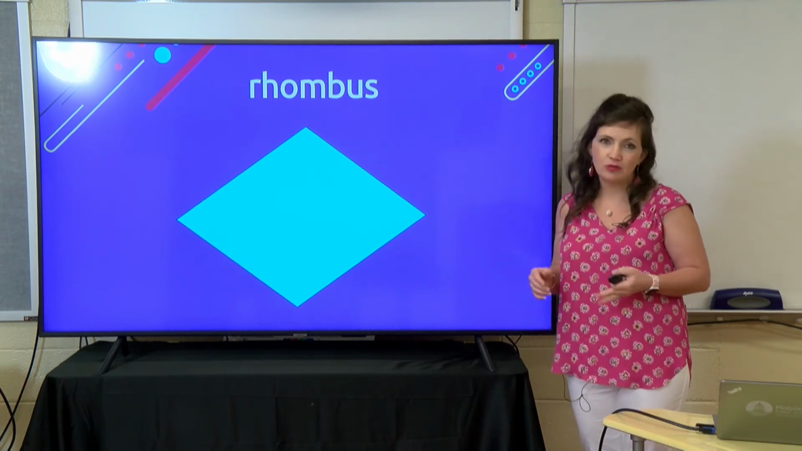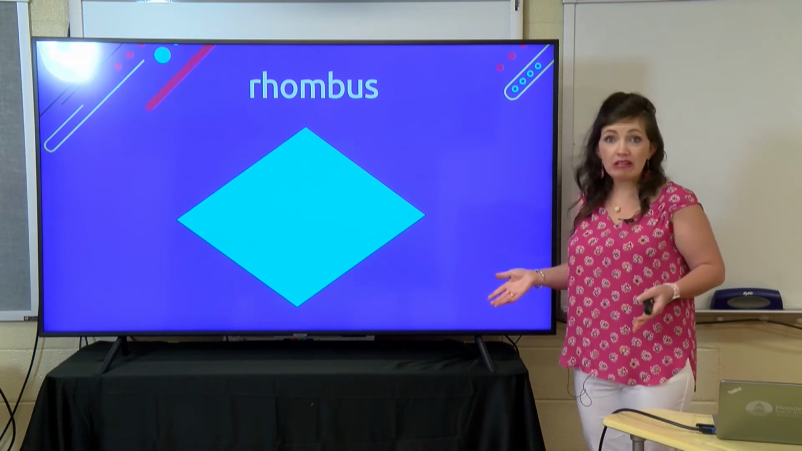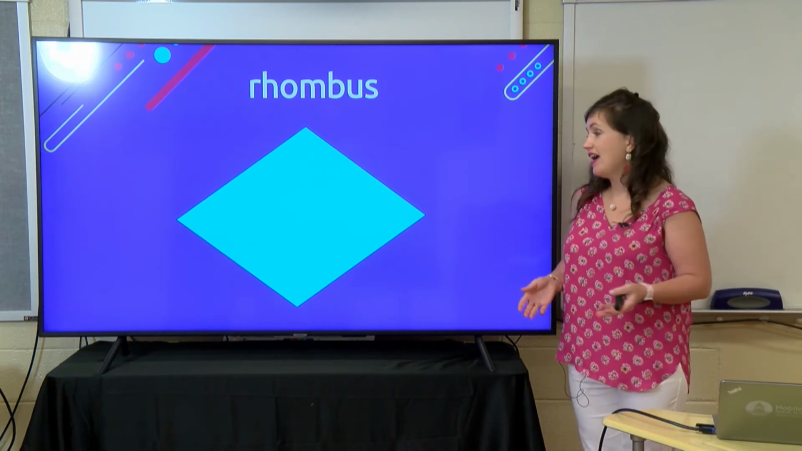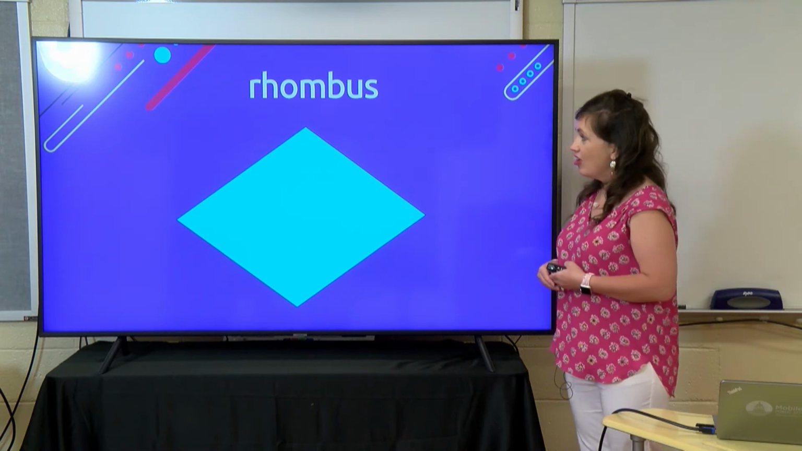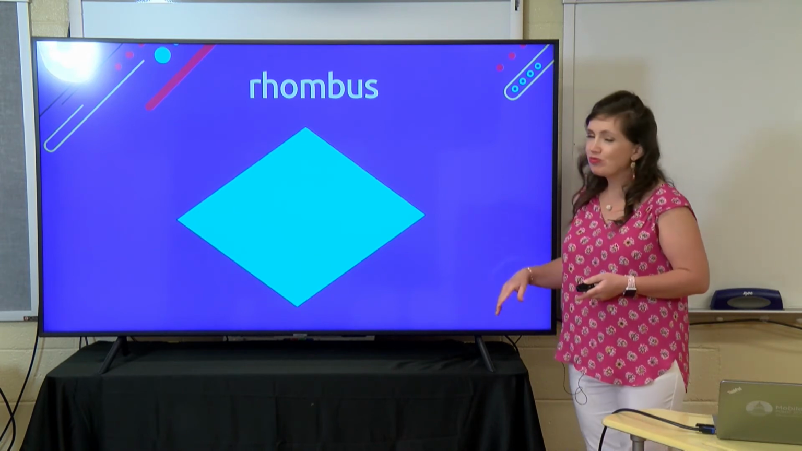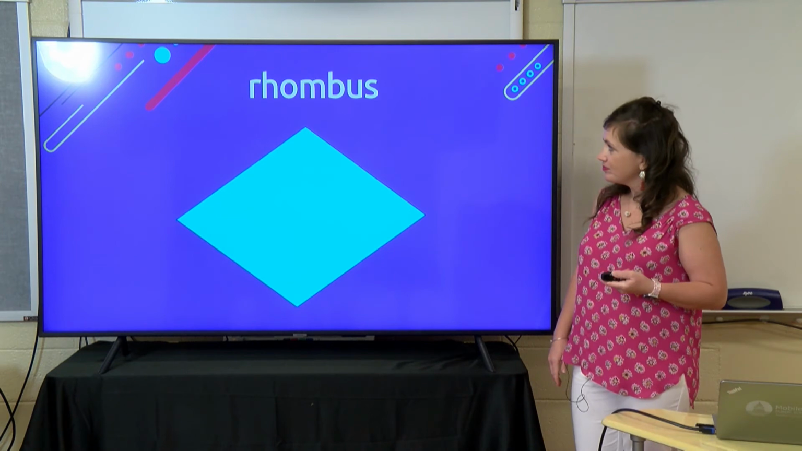Remember, a rhombus is a quadrilateral. It has 4 equal sides. It's also a parallelogram because it has 2 sets of parallel lines. And it has no right angles.